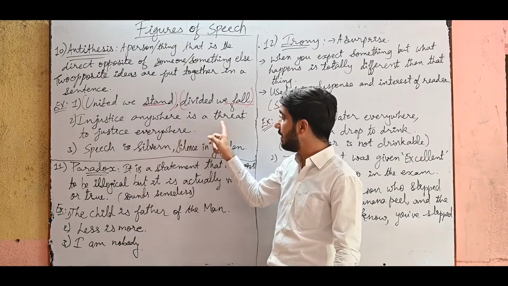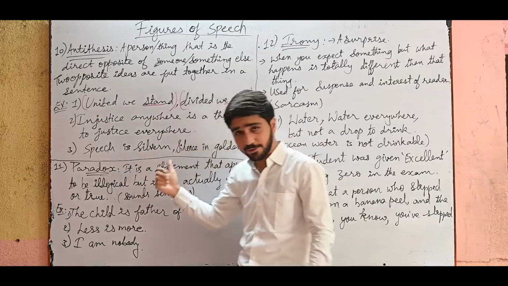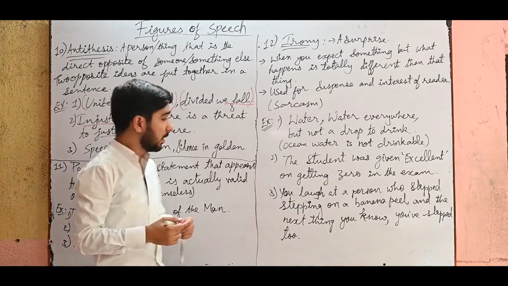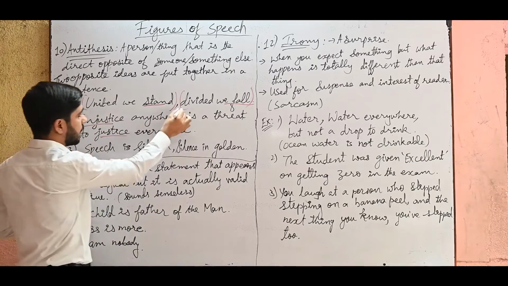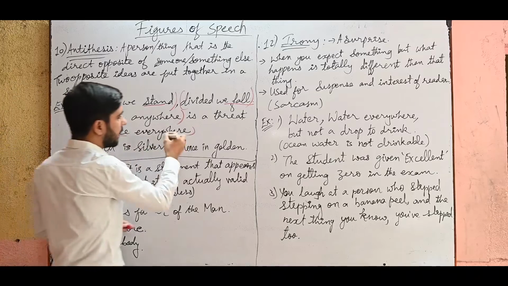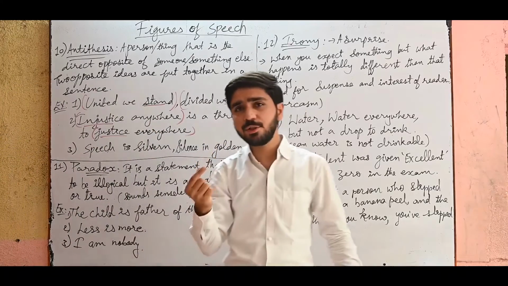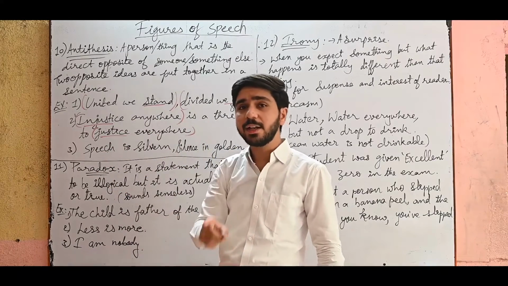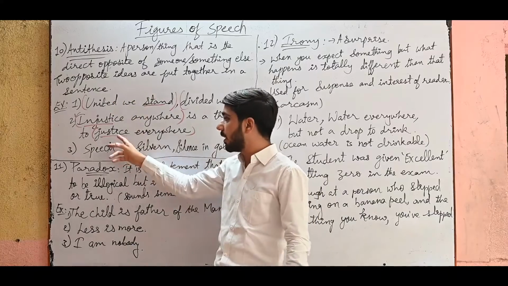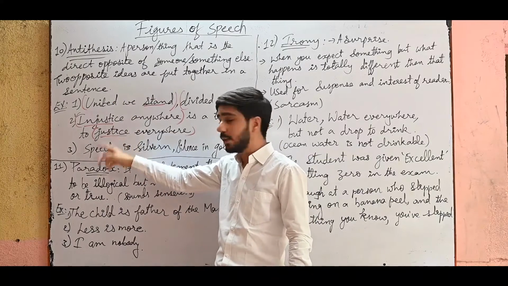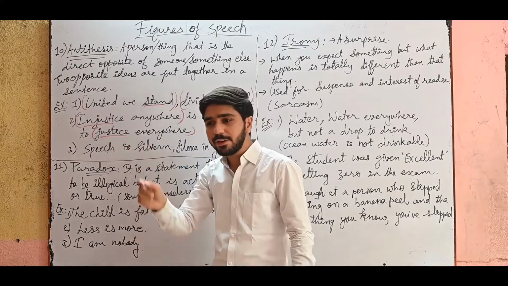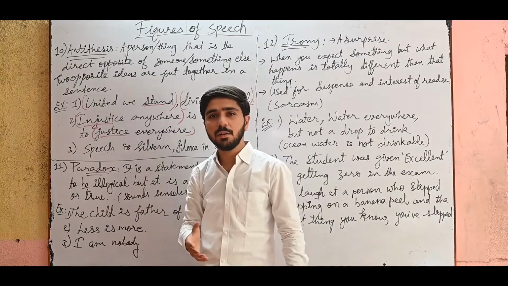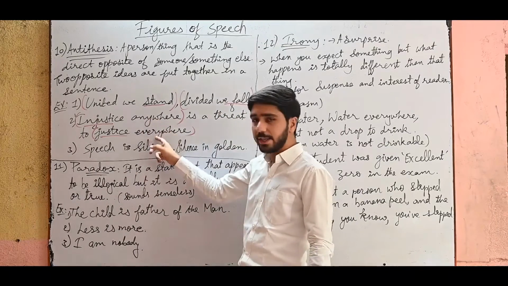Then: injustice anywhere is a threat to justice everywhere. This is one of my favorites. Injustice and justice are two opposite things, right? If at any one place you see injustice, something wrong happening to someone, and you don't stop it, gradually you will see that the whole world will be covered with injustice. So there should be justice everywhere, and that is how we can take injustice out of the world. These are the two opposite ideas.